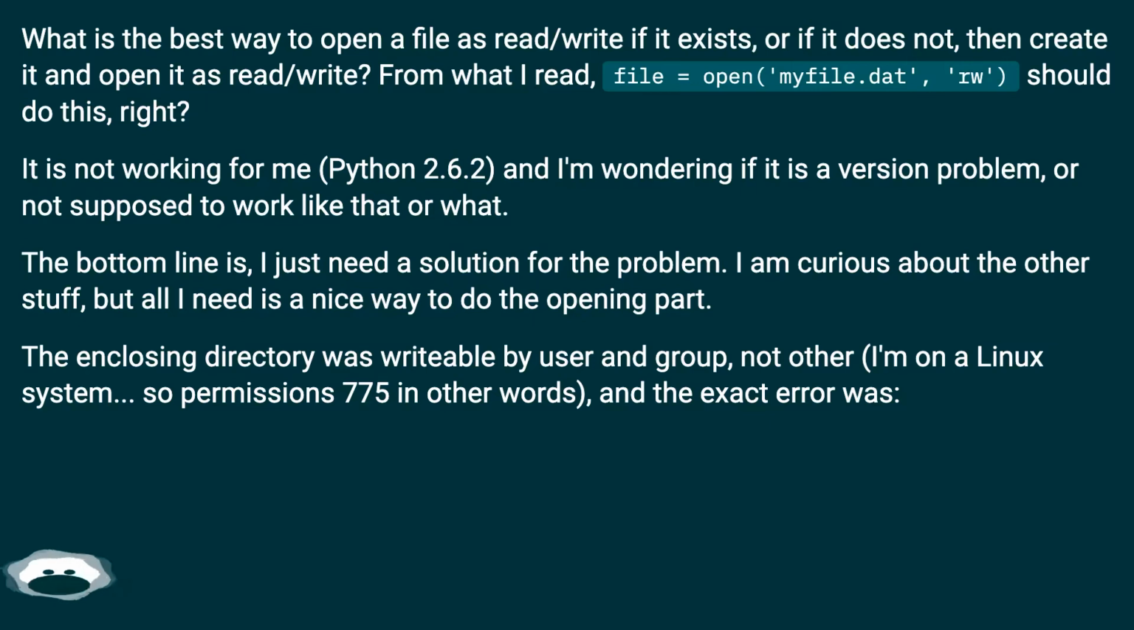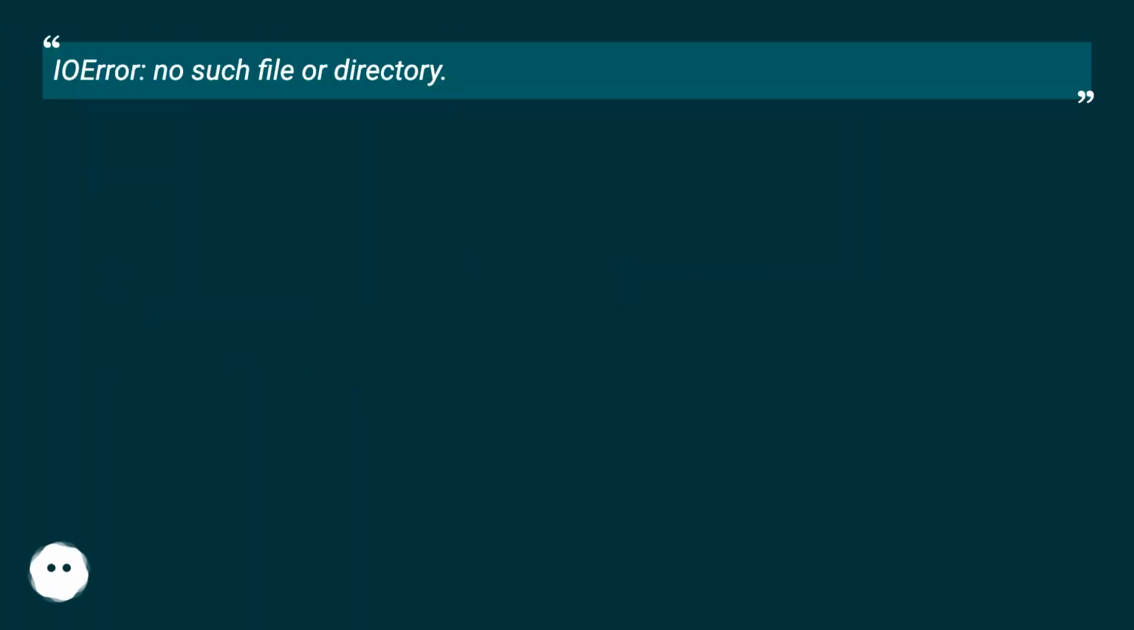The bottom line is, I just need a solution for the problem. I am curious about the other stuff, but all I need is a nice way to do the opening part. The enclosing directory was writable by user and group, not other. I'm on a Linux system, so permissions 775 in other words, and the exact error was IOError: no such file or directory.